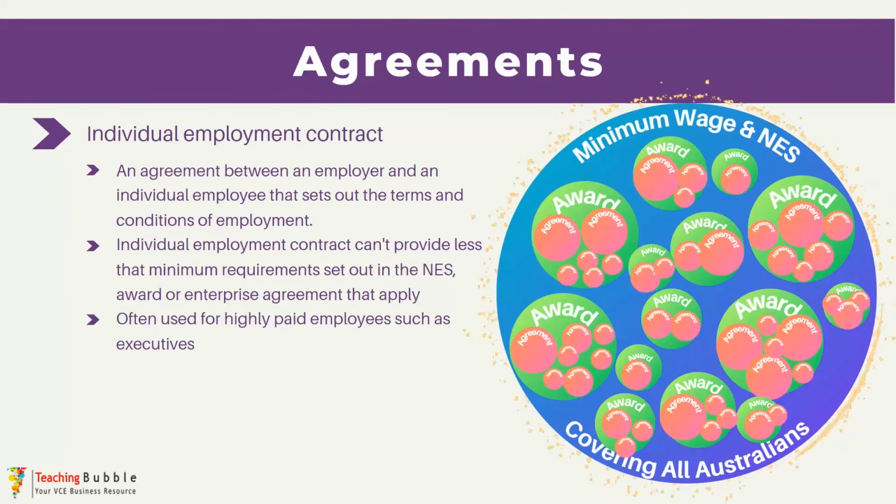However, if you work in a business where there isn't an enterprise agreement, then your wages and conditions would be determined by the award for that industry in which you work. However, if you work in an industry where there isn't an award, then you would fall to the minimum wage and national employment standards, which are determining your pay and conditions.